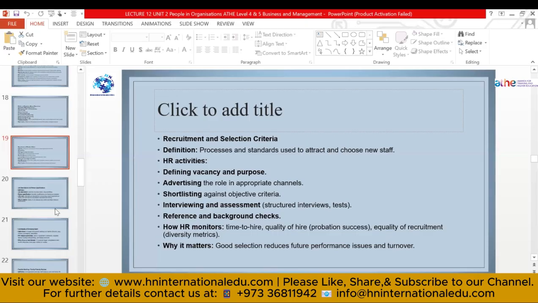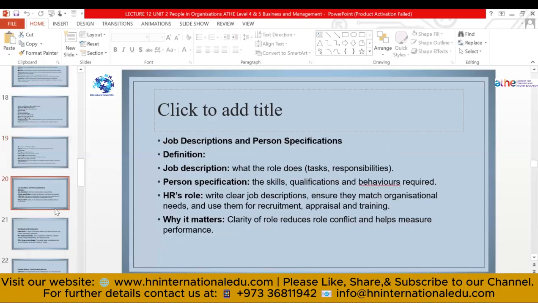The people who have the enthusiasm to learn more, it is really easy to cope with them further in the future as well. Then we have job description, JD, and person specification, the most important thing in business studies. I remember, JD is what the role does: tasks and responsibilities. You're a teacher, but what's your task? What are your responsibilities? Person specification: what are your skills, your qualifications, and the behaviors required?